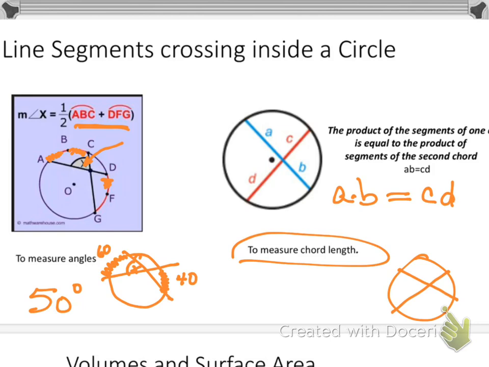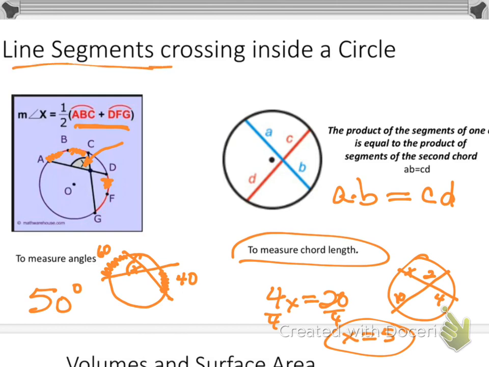So what if I said this was 2, this was 4, this was 10, and this was x? Okay? So what do I know looking at the drawing above? X times 4, so 4x equals 10 times 2 equals 20. What is x going to be? Divide by 4, divide by 4. X will be equal to 5. Okay? So those are two things about line segments. They give you information on angles, and they give you information on chord lengths.